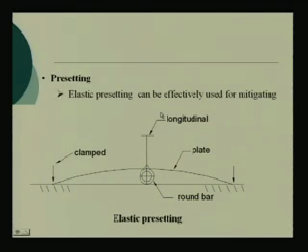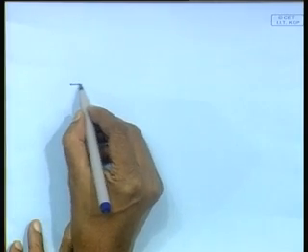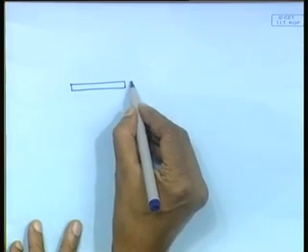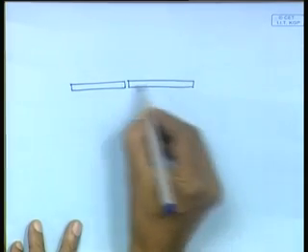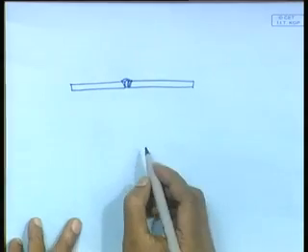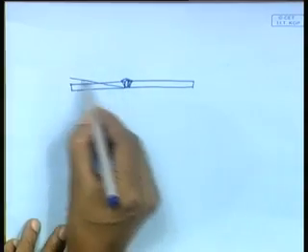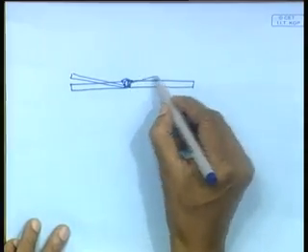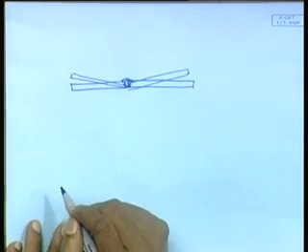Presetting. These are some of the methods we are talking about, how to control the distortion in real time. Presetting, elastic presetting, can be effectively used for mitigating the weld deformation. Here the diagram is not very clear. What I meant is essentially what we have seen, that two plates, when they are welded, they tend to deform like this, isn't it? They tend to deform like that.